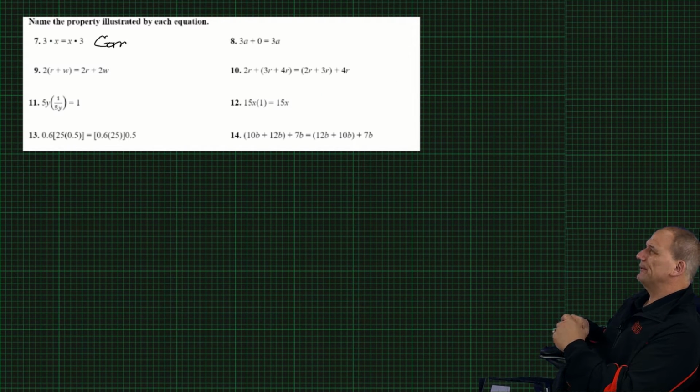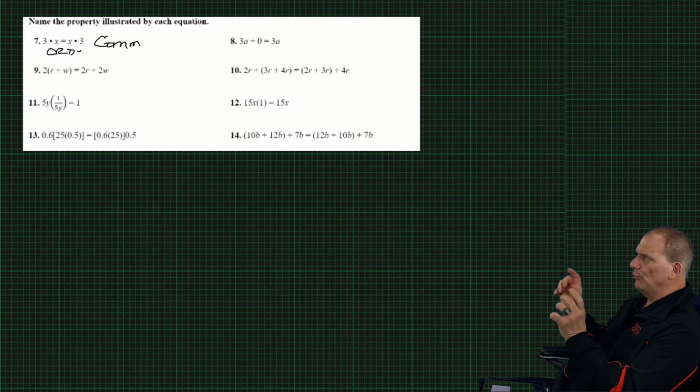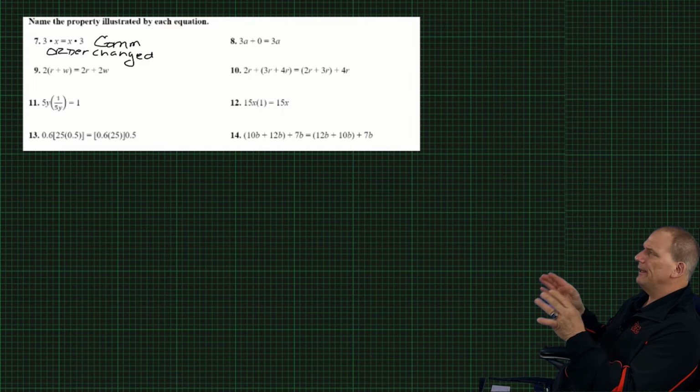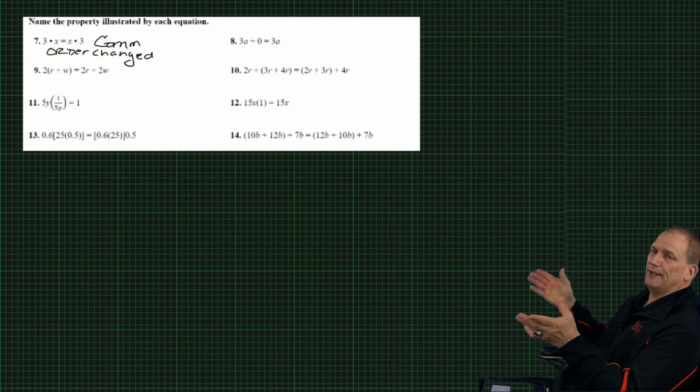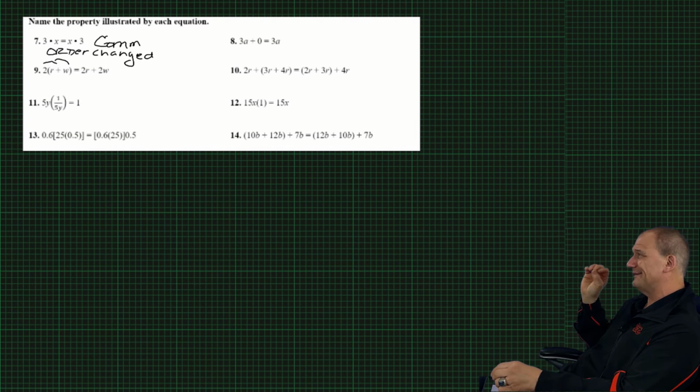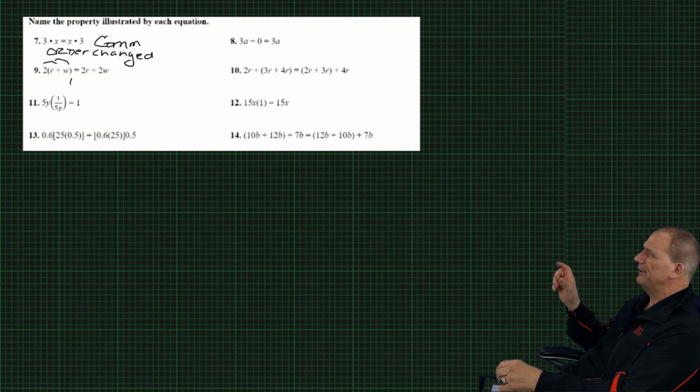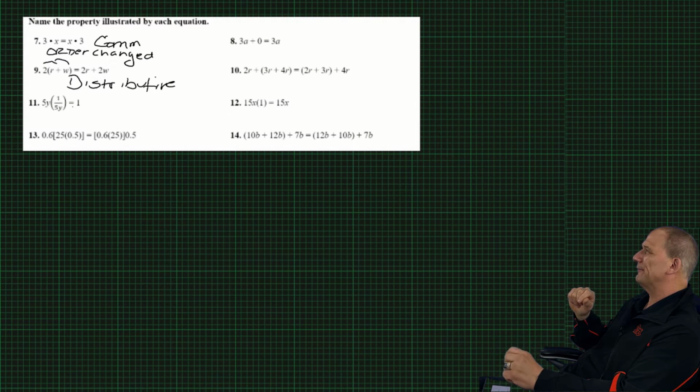So here we go. Name the properties. Okay, so number 7. Here's one thing you have to hold on to. If they change the order in which they arrange the values, it is commutative. If they change the order using parentheses and brackets, it is associative. So the first one, they actually change the order in which they put the terms, so that is commutative. The second one is distributive. You know that, 2 times r's. That's an easy one. I'm not going to even bother. That's the only one you learned in middle school, I think.